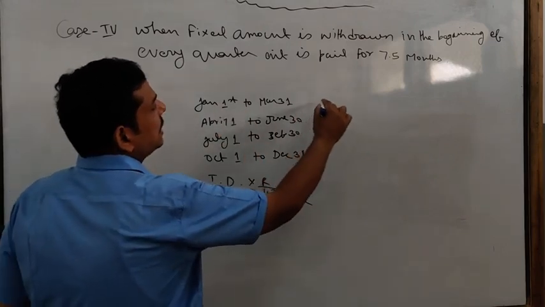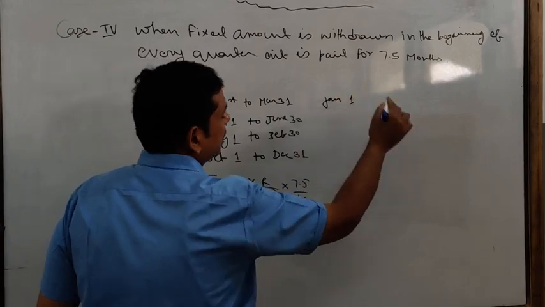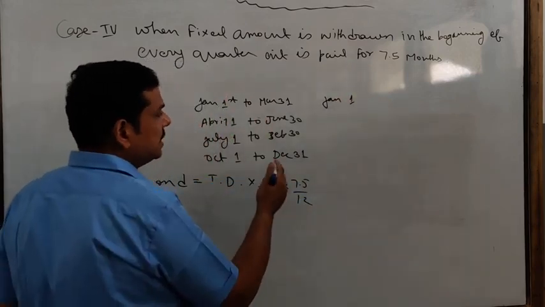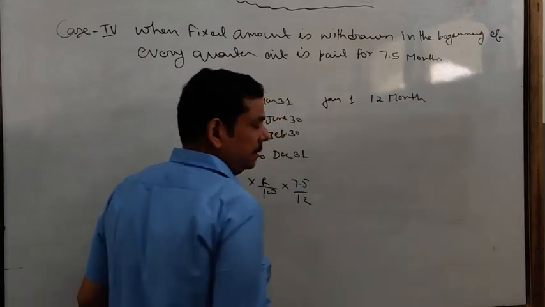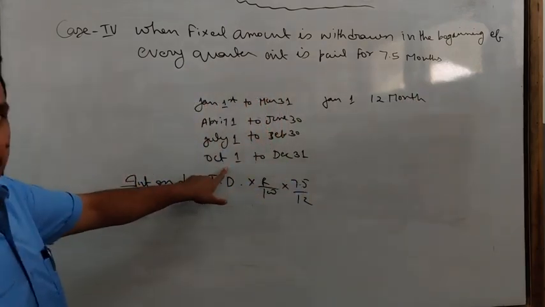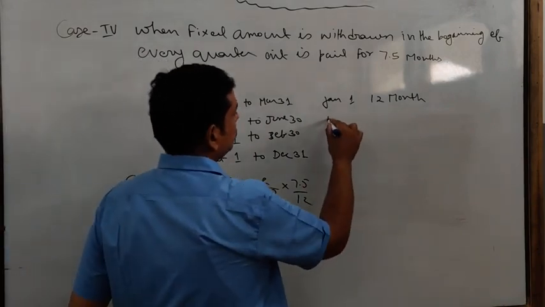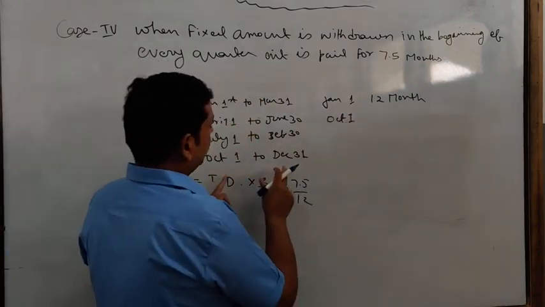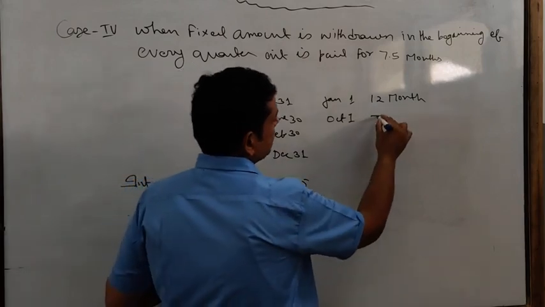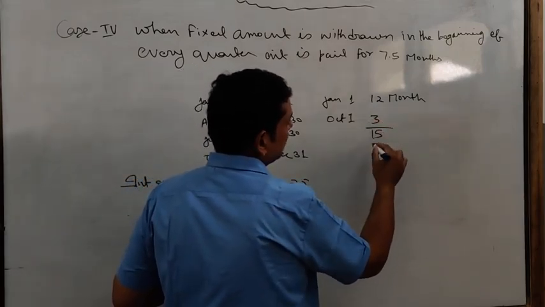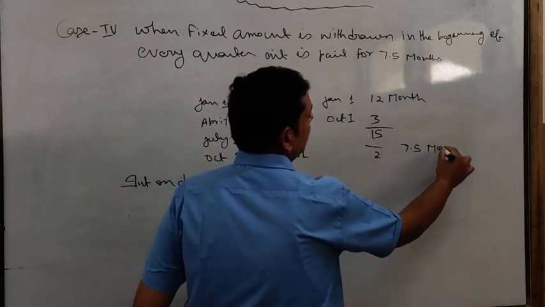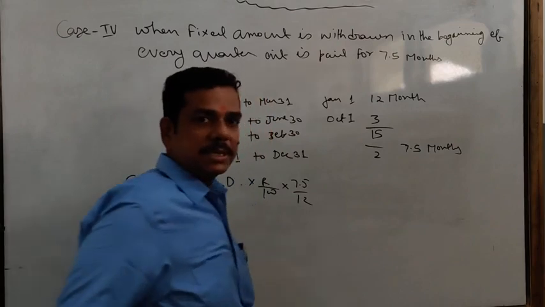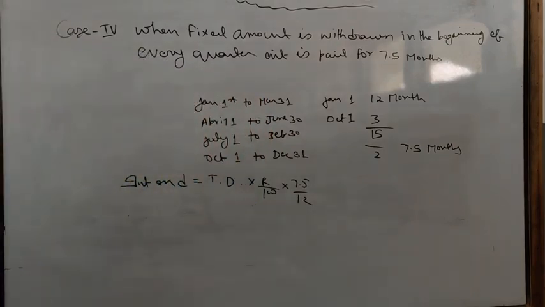So see, your first drawing is on January 1. So time left after first drawing is total 12 months. Clear? Then your last drawing will be on October 1. So time left after last drawing is October, November, December. Total 3 months. So 12 plus 3, 15 divided by 2, that comes to 7.5 months on average basis. Clear? In this way, the interest on drawing is calculated.